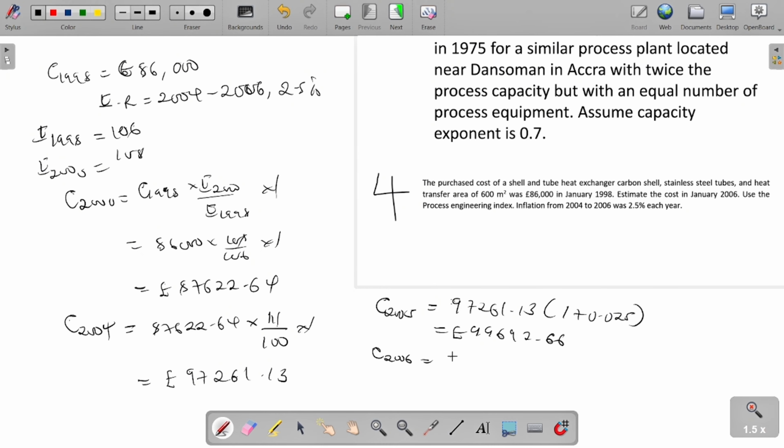Then from there, since the inflation rate should also be 2.5%, I can also move from 2005 to 2006. So 99692.66 times 1 plus 0.025. So this gives me 102181.98 euros. So they want us to estimate the cost in 2006, but we can't estimate from 1998 to 2006 straight away because of that discontinuity in that graph.